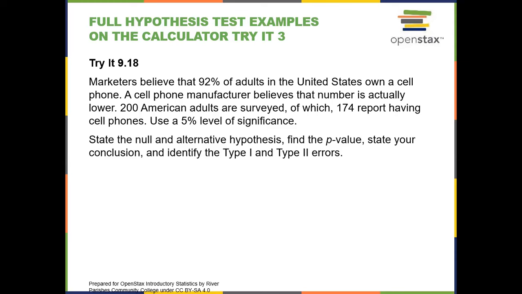And what is type 1 error? Reject H0 when H0 is true. Okay, I'm sorry, reject H0 when H0 is true is type 1 error. So P is 0.92, but we reject the null hypothesis. In reality, P is 0.92, we reject the null hypothesis. So reject H0 when H0 is true is type 1 error. And failing to reject H0 when H0 is false is type 2 error.